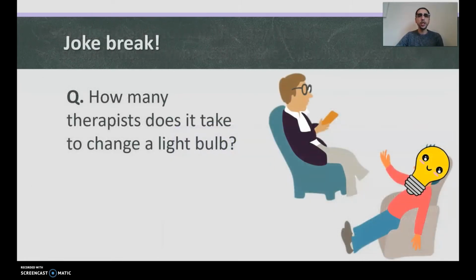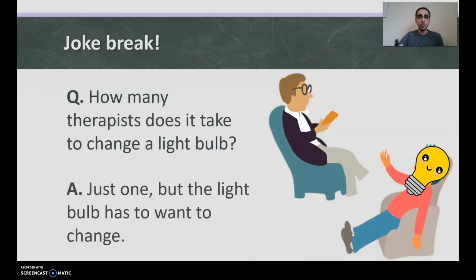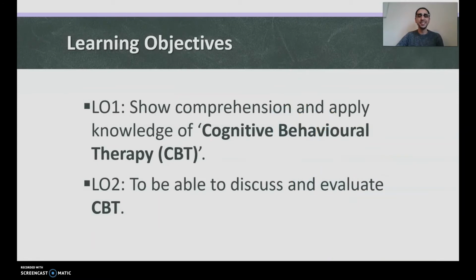Let me know. Here's a quick joke. How many therapists does it take to change a light bulb? Just one, but the light bulb has to want to change. Are you laughing? I'm not. Right. I thought it was funny. I didn't write it.